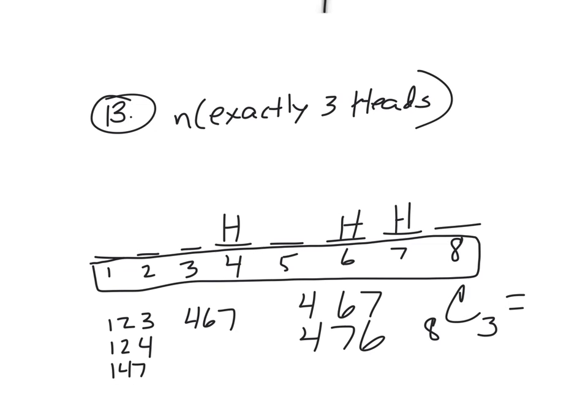So now, instead of choosing 3 of these numbers down here, I would be choosing 4. In other words, I'd be putting a head in some 4th blank. Maybe it's blank 1, maybe it's some other blank. So for number 14, instead of having a combination of 8 things 3 at a time, I'd have a combination of 8 things 4 at a time.